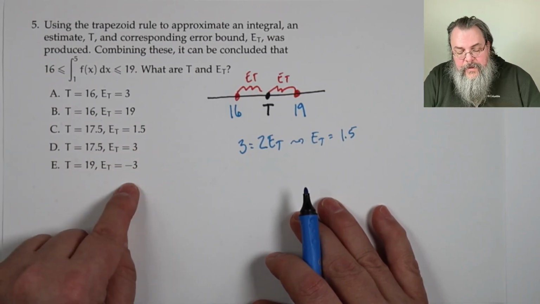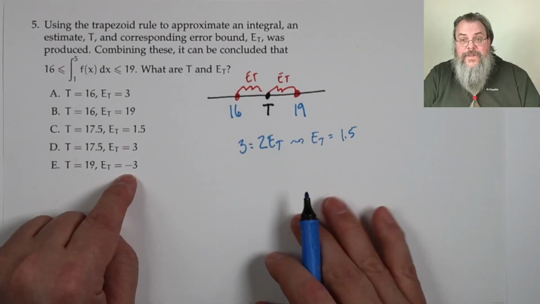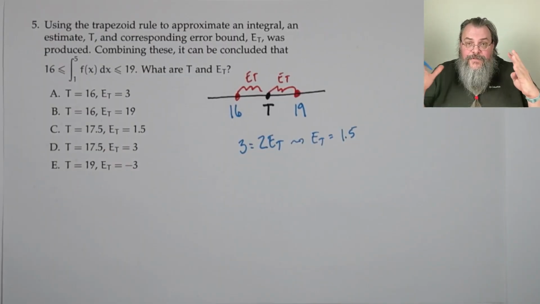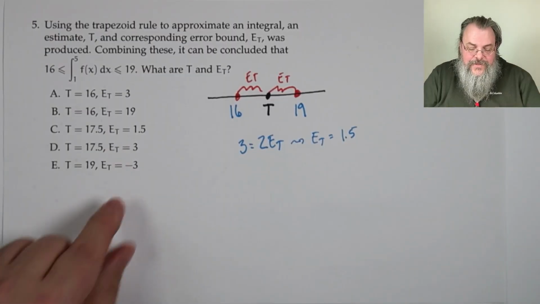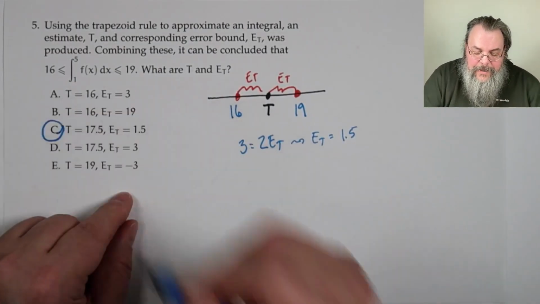That's not 1.5, and that's not 1.5. In fact, the error can never be negative. When we talk about error, it's the absolute value of the difference. So negative is just right out. So we automatically know our answer is C.